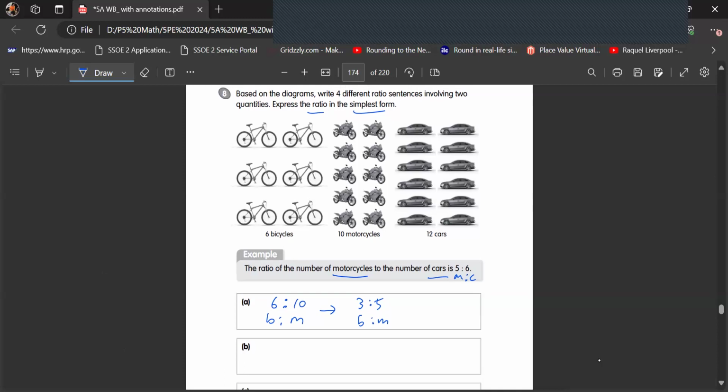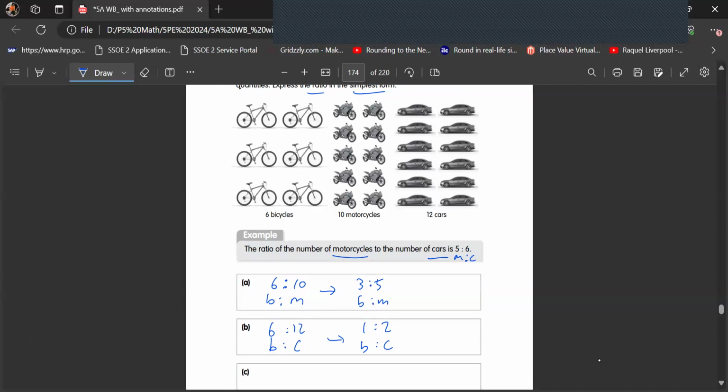So I repeat again, I don't need you to write long sentences. I only want you to try annotating it out, like this, 6 is to 12. I simplify it into simplest form. Okay? 1 is to 2. Is it alright? Then you choose another 2 to make.